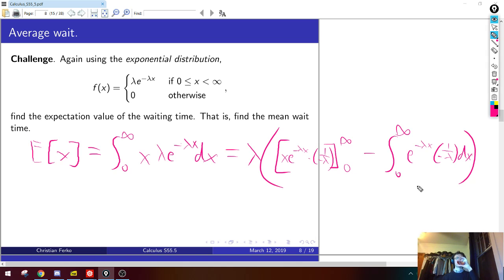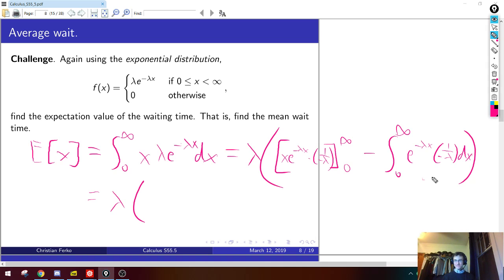0 times 1 times 1 over negative lambda equals 0. So it gets killed at both limits, and we can actually just ignore this. This thing goes away, which is the nice thing about integration by parts when your function dies off sufficiently fast: the boundary term just goes away. When your function dies off at infinity, as physicists say.